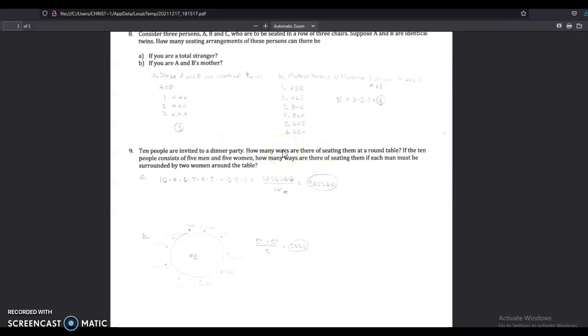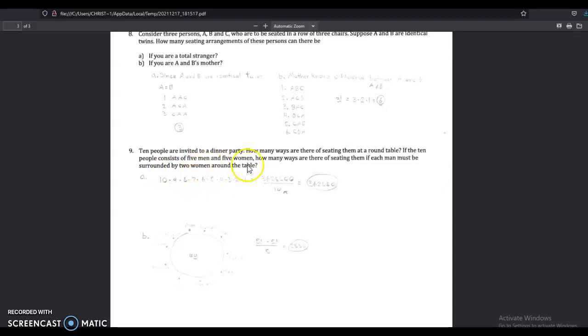For 9, 10 people are invited to a dinner party. How many different ways are there to seat them at a round table? If the 10 people consist of 5 men and 5 women, how many ways are there to seat them if each man must be surrounded by 2 women at the table? So, breaking it up into 2 problems, you obviously have 10 people at a dinner table. There are 10 factorial ways of assigning them, divided by 10.